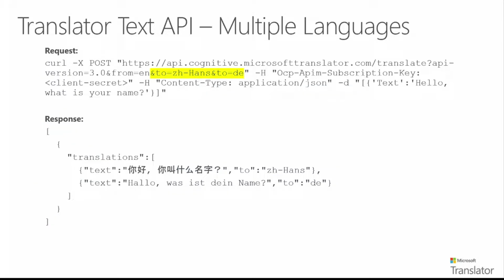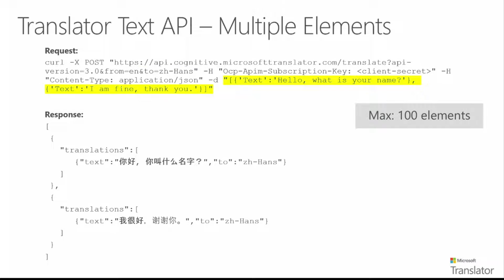Here's an example where you can see that. You simply have multiple 2 language parameters, and you get all these languages in a single answer, in a single round trip. You can segment your data that you want to translate into array elements, and you get them back as array elements. A maximum of 100 elements that you can translate in one go.